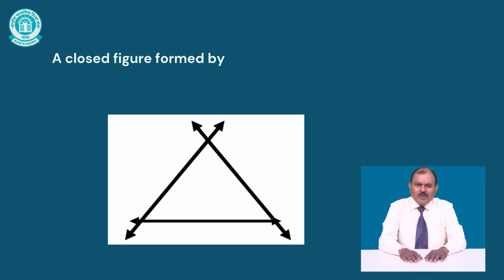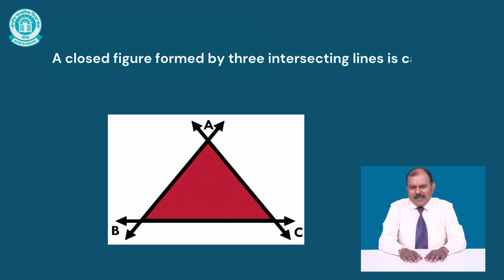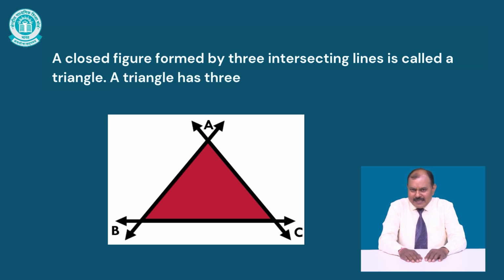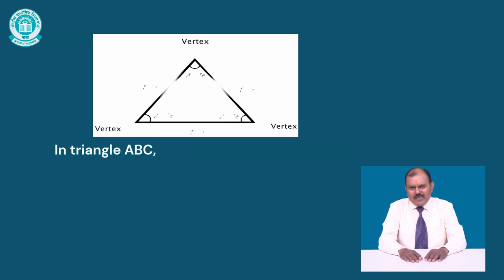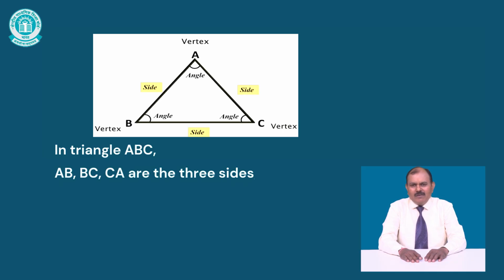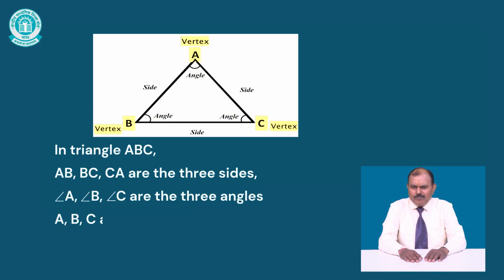We know that a closed figure formed by three intersecting lines is called a triangle. A triangle has three sides, three angles, and three vertices. In triangle ABC, AB, BC, CA are the three sides. Angle A, angle B, angle C are the three angles, and A, B, C are three vertices.